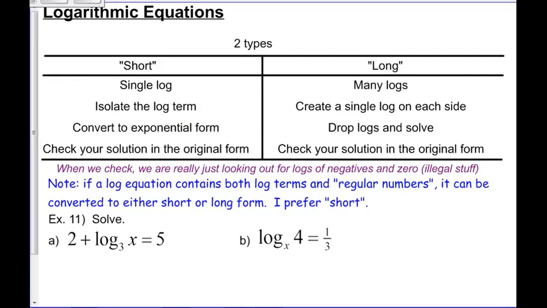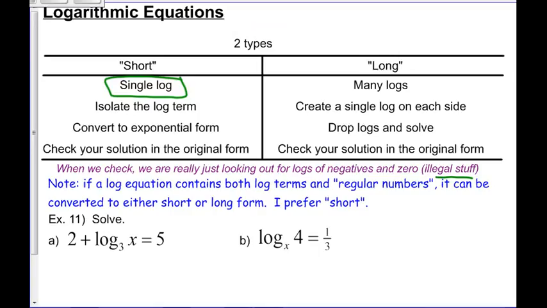Okay, lastly, logarithmic equations. There are, as I see it, two types, just like there's two types of factoring for trinomials, a short and a long. And they're easy to tell apart. Short logarithmic equations have a single log. And the idea is that you isolate the log term, you convert to exponential form, and then you should check.